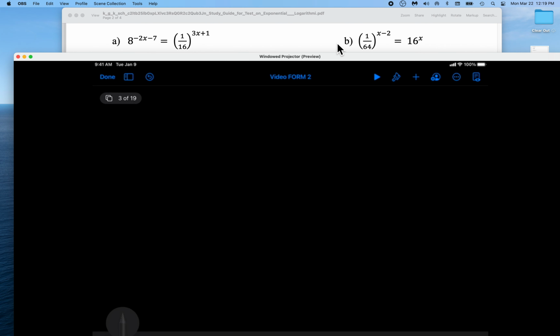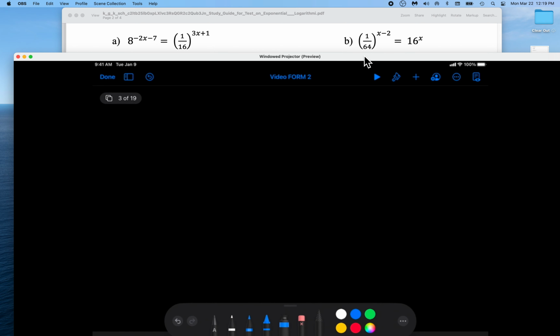Okay, next one is over here. Very similar problem in that the action is in the denominator. Here the action is in the numerator. My plan is to flip this, change that sign, then get a common base between these two. That's 4 squared, that's 4 to the 3rd power. So that is our intuition on this problem. So let's go ahead and immediately flip the 1 over 64 to 64 over 1.